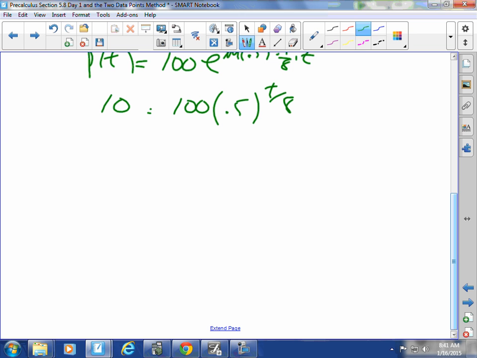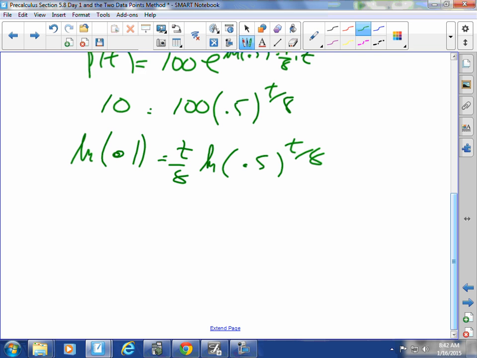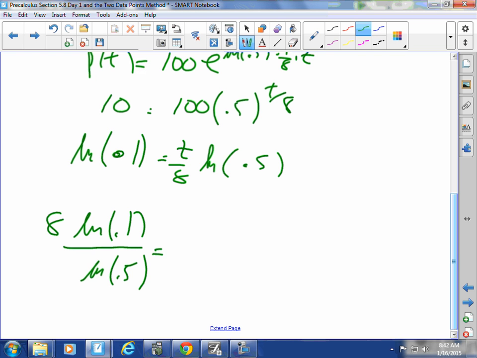What's the first thing you're going to do? 0.1 is 0.5 to the t over 8. Next up. Why did you bring that natural log in? Bring the exponent to the front. What do I have to do to get t alone? Divide by the natural log of 0.5. The natural log of 0.1 over the natural log of 0.5 times 8 is equal to t.